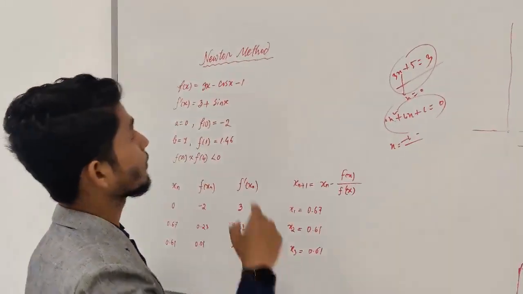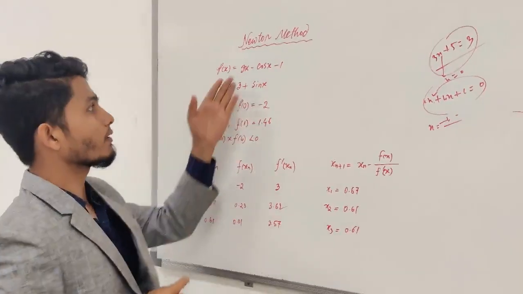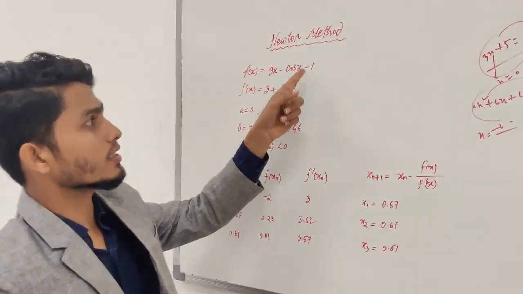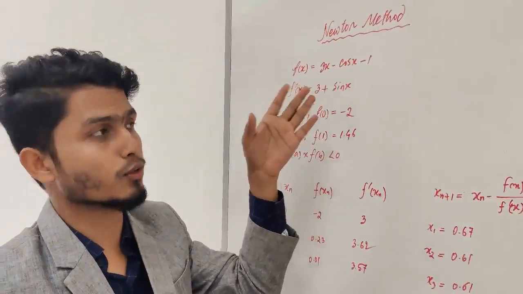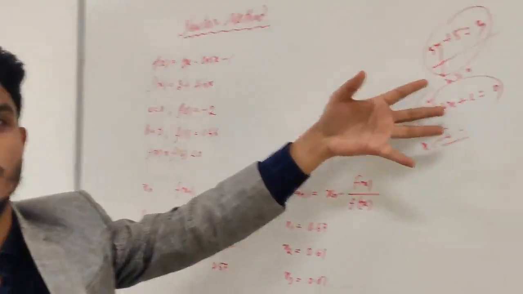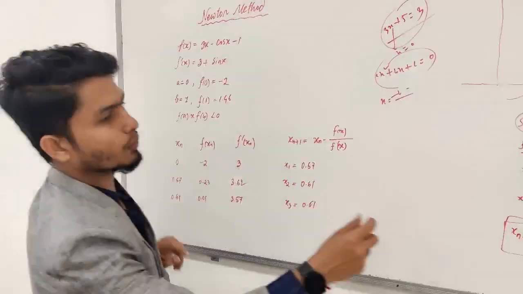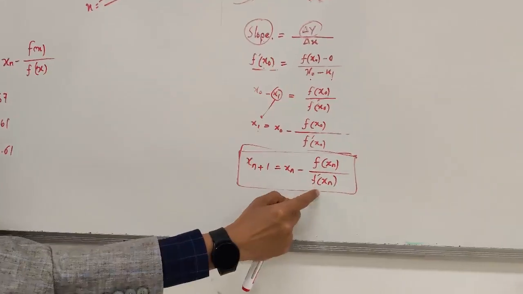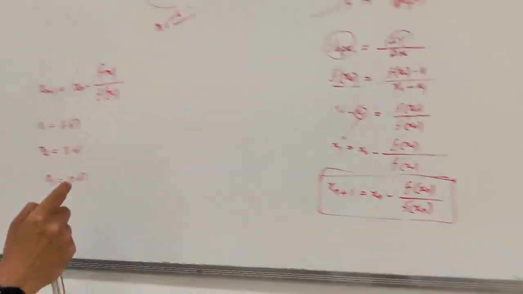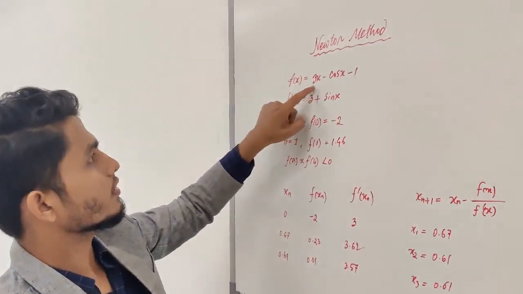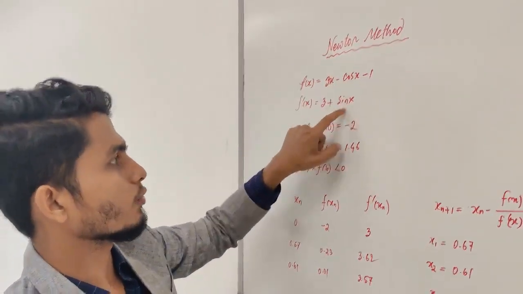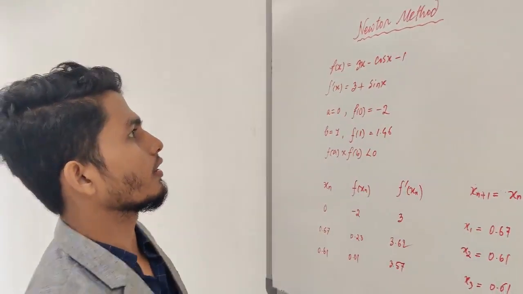So let's look at one example here. In this example, let's say 3x minus cos x minus 1. It's really very hard to find the root using those general equations. So in that case, we are going to use the Newton-Raphson method. Firstly, we need to look for the derivative. As you can see, we can look for this derivative: the derivative of 3x minus cos x is 3 plus sin x. So this one is fine.